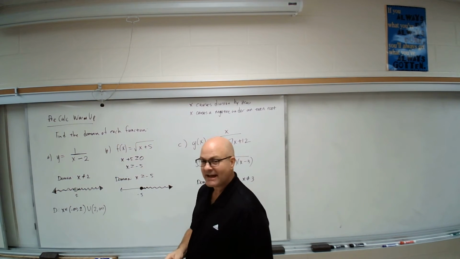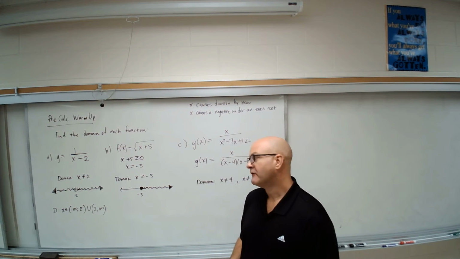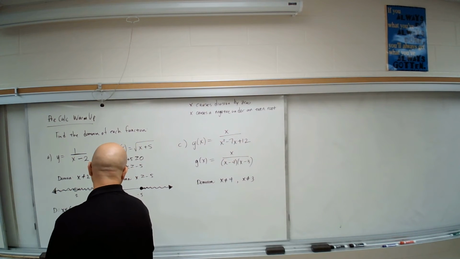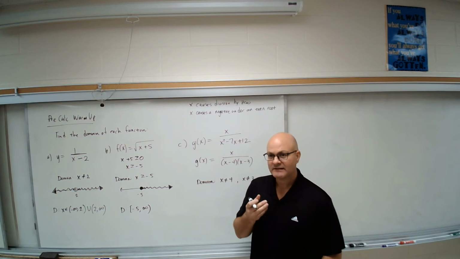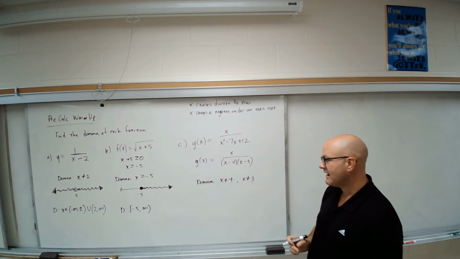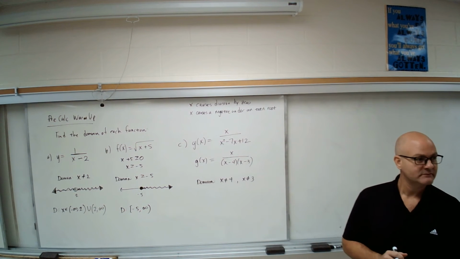So it looks like that. So in terms of our interval notation, we're going to say bracket, negative 5, comma, infinity, parenthesis. That's what we would get there. All right? Are we good?